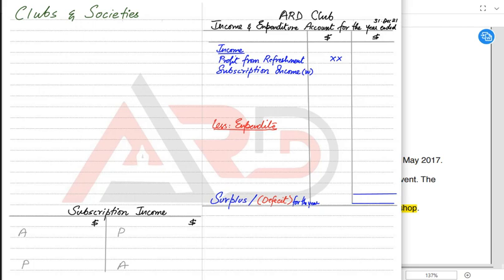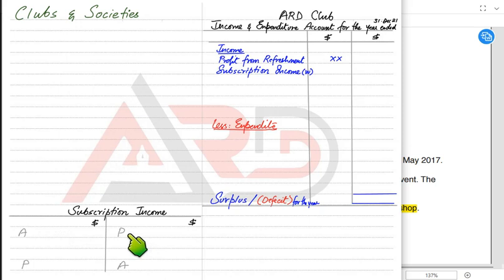Accrued income, what does that mean, beta? Accrued income means that we have provided facility to our members, but the members have still not paid the amount due. So the money that our members owe us is accrued income, and accrued income is basically an asset for the club. Now, the opening balance for an asset would come on the debit side, and the closing balance must come on the credit side.